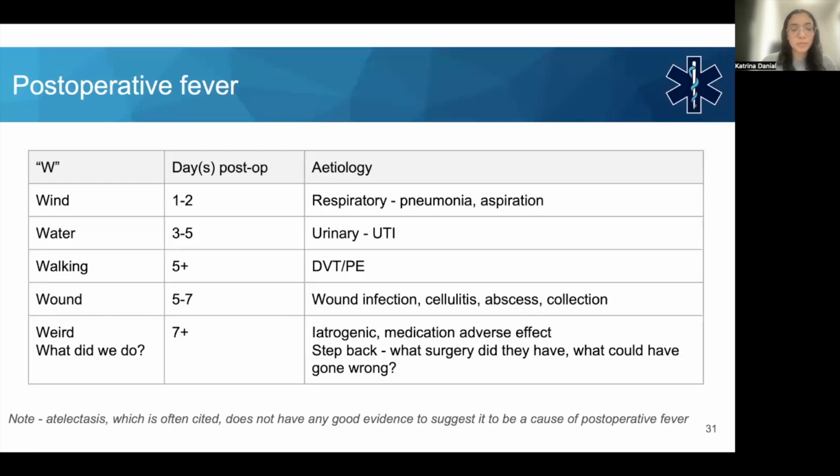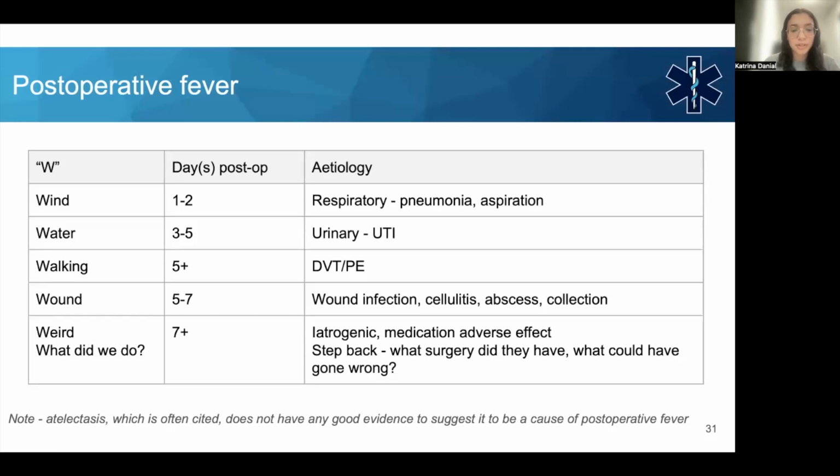All right, so the first 1 to 2 days post-op, the cause is probably respiratory, so wind. For example, did the patient have an aspiration complication during the surgery and now they have a pneumonia? From 3 to 5 days post-op, we're thinking water, so urine. Did they have a UTI?